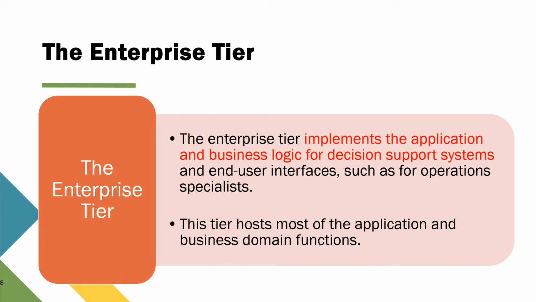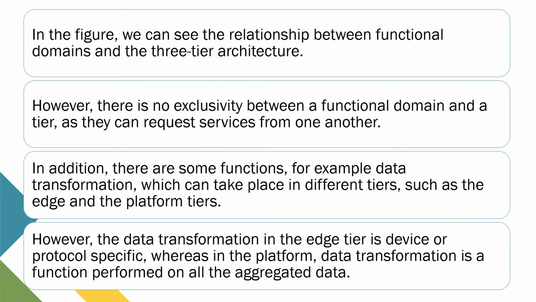So this tier hosts most of the application and business domain function. In the previous figure, we also can see that there is a relationship between functional domain and the three-tier architecture. However, this functional domain is not what we call exclusive. It is not assigned just for a certain tier, because it can be used in all these three tiers. It is not just specifically for the edge tier or platform tier or enterprise tier. It's usually interrelated to each other.